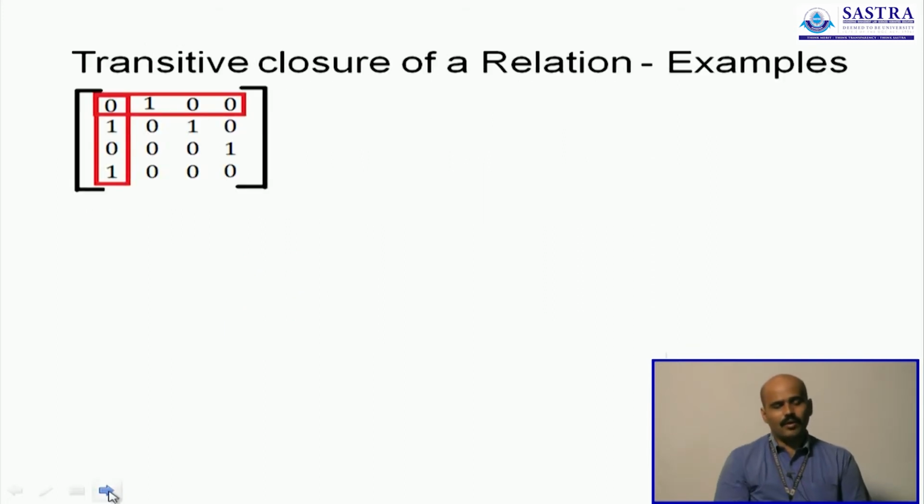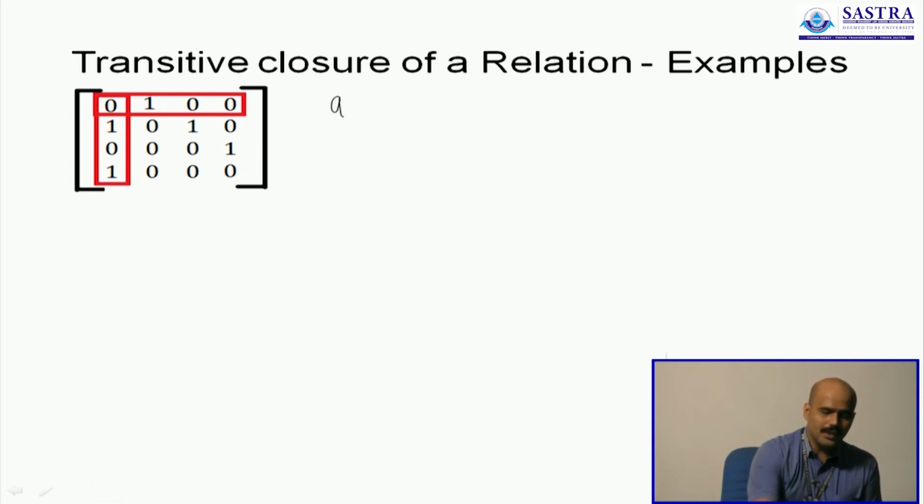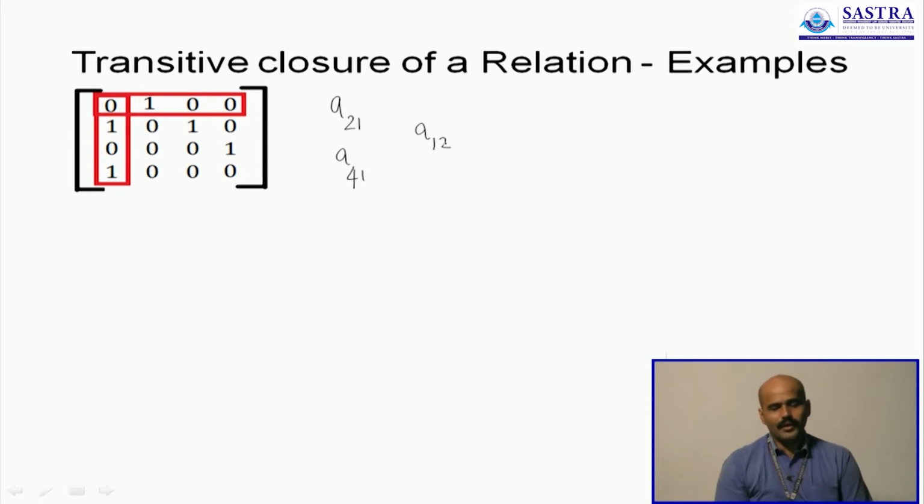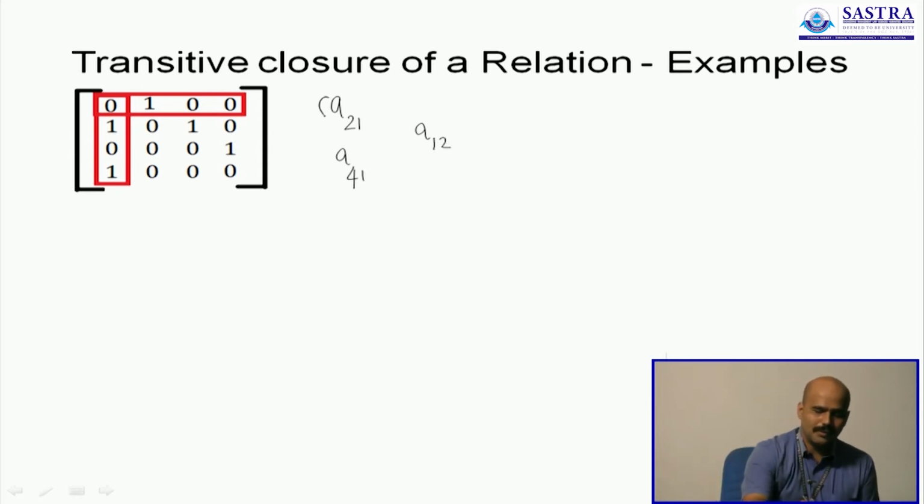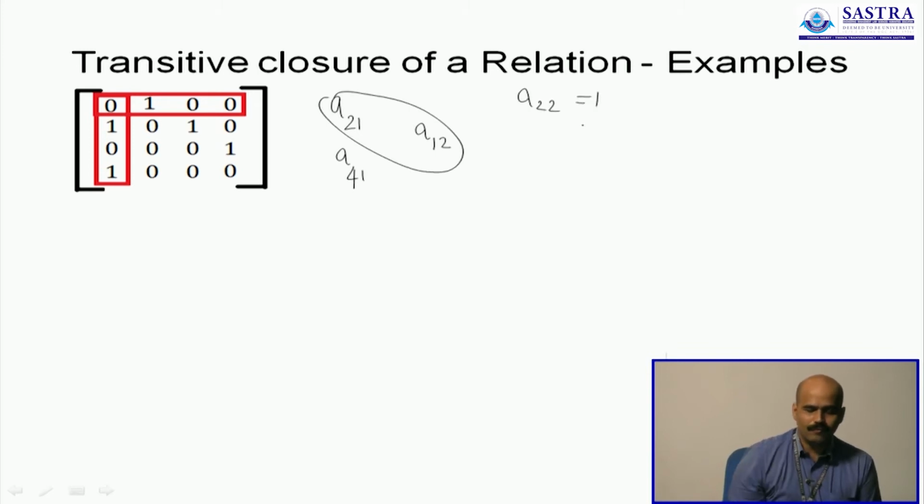We will run the algorithm comparing the first row and first column. Now you will see that there are 3 entries which are ones, and you will compare them with the only one entry in the first row. A21 and A12 are ones. So combining these two, you will have A22 to be 1. A41 and A12 are ones, which means you will combine these two and get A42 also to be 1.